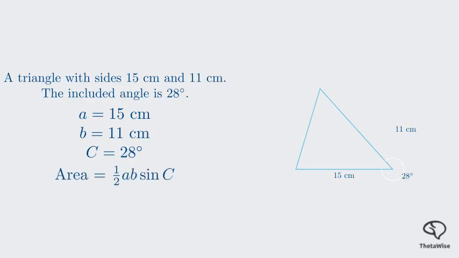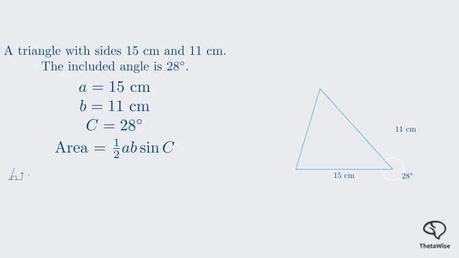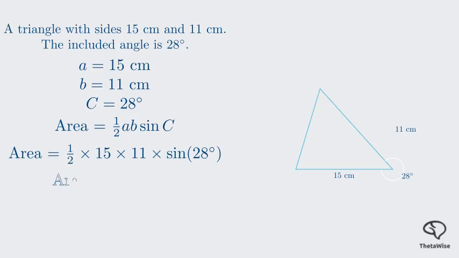Now substitute the values we have into the formula. This gives us area equals 1/2 times 15 times 11 times the sine of 28 degrees. Calculate this value. It's a good practice to estimate to catch any errors. The sine of 28 degrees is about 0.47. Using a calculator, we find the area is approximately 38.74 square centimeters. Always include the correct units.